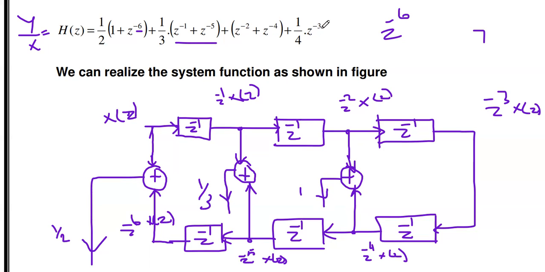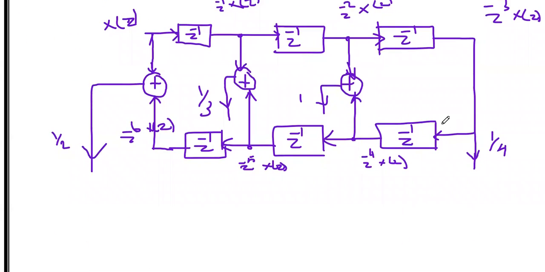Then what is the fourth term? z power minus 3 multiplied with 1 by 4. The output of this third delay is z power minus 3 into x of z. So this value is multiplied with 1 by 4. Okay, so we got 4 terms, and we have to add these 4 terms. Already you know, in order to add 2 terms we have to use one adder. So here you just place one adder.